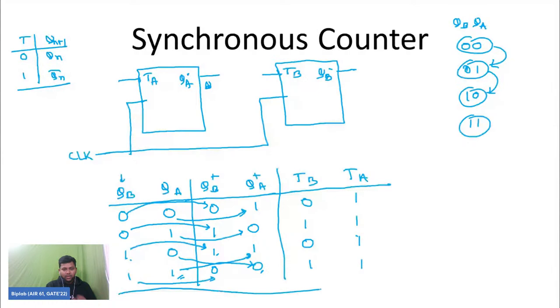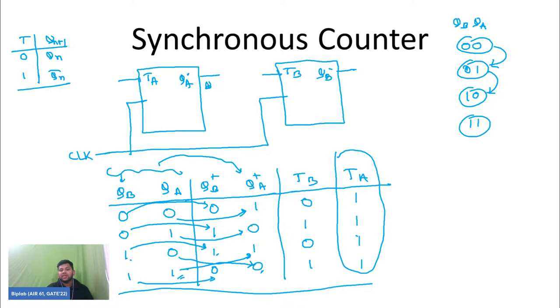Now what will I do using this table? Using this table, I will find the expression for TA and TB. What should be the expression for TA, such that on these inputs it will give this QA plus as the result, and what should be the expression for TB, such that on these inputs it will give this QB plus as the output. Now look at this, TA is very easy, all are 1. So TA should be 1 always, so that it gets complemented every time. The QA output is always getting complemented each time.